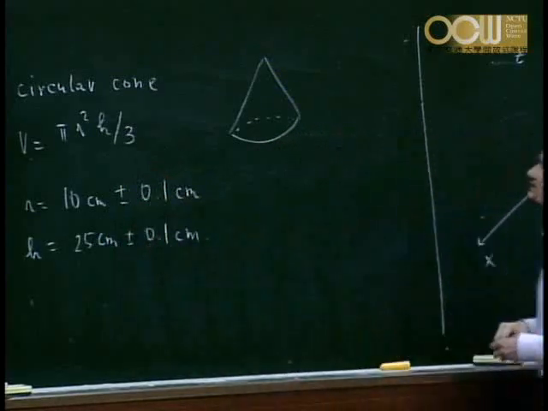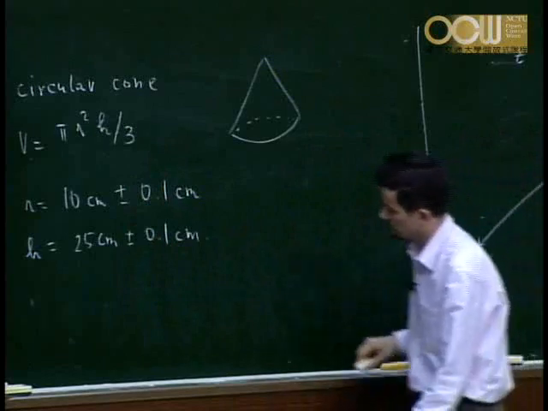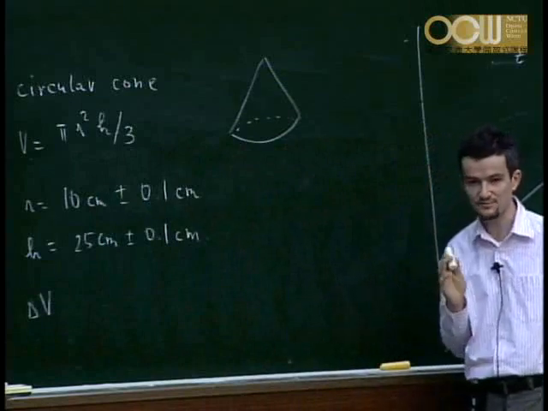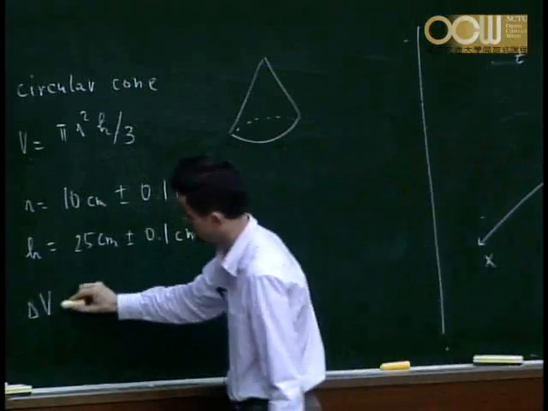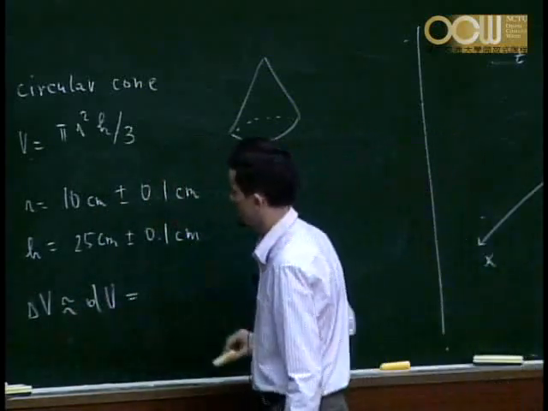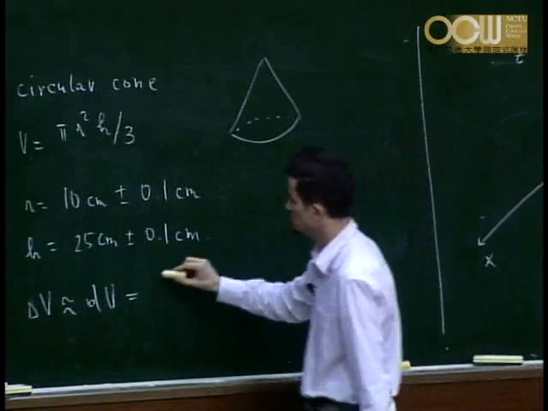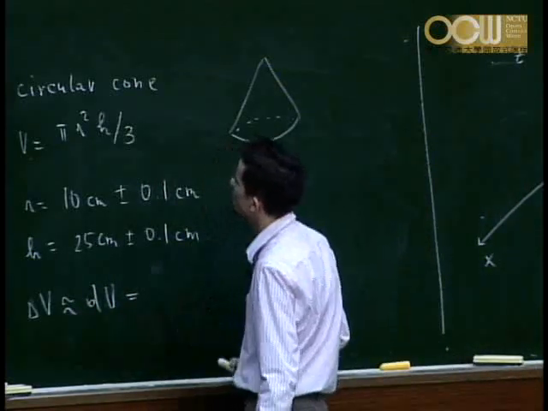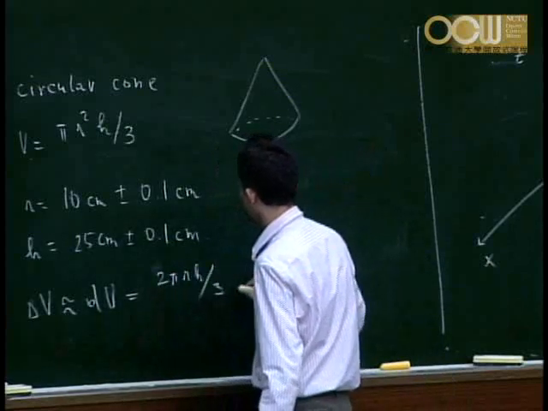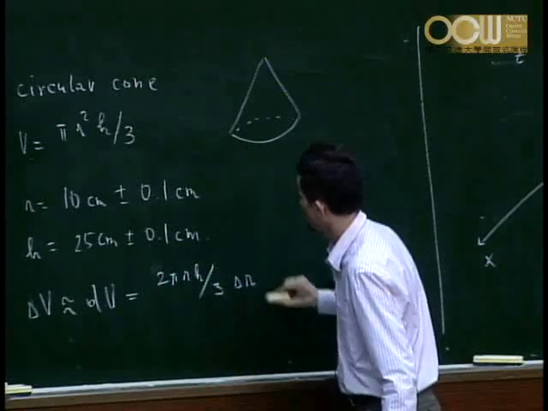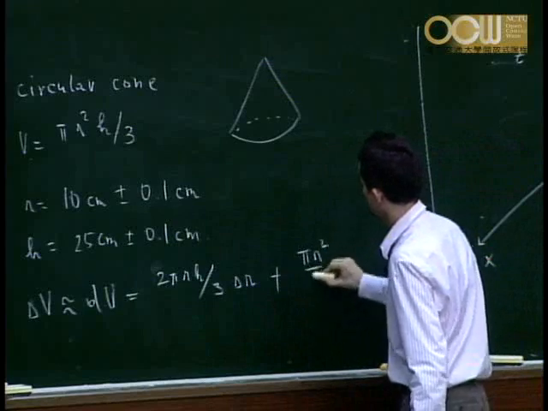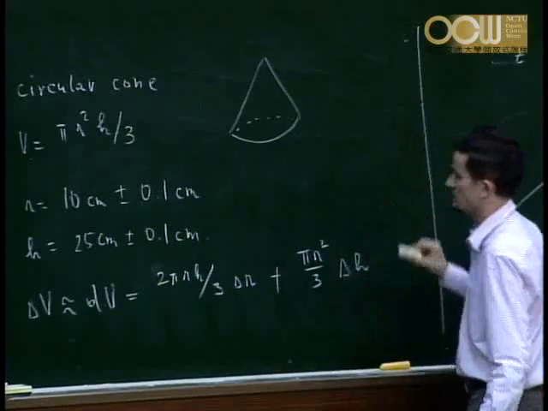But you will see that what you want to have is the delta, the absolute error in V, but you can approximate this by dV. Now dV is, by the definition, the partial derivative of V with respect to r, so this is 2 times pi times r h over 3 times delta r, plus the partial derivative with respect to h, so pi times r squared over 3, and then delta h.